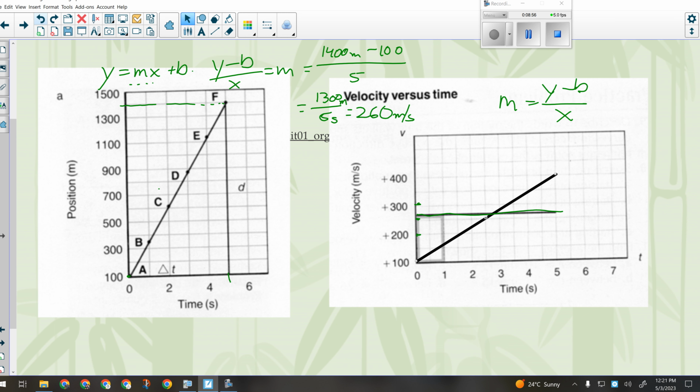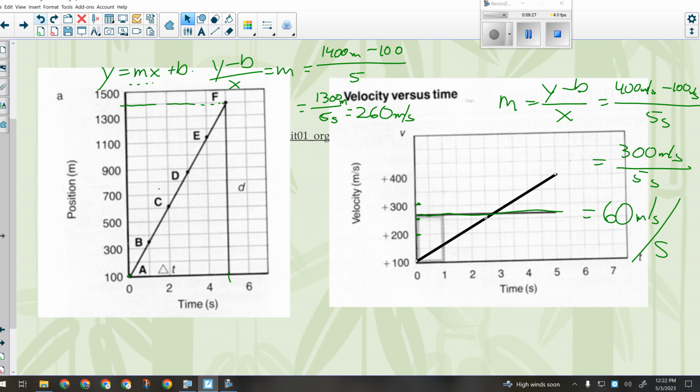Okay? On this graph, okay? Y is going to be 400 meters per second. B is going to be 100 meters per second. X is going to be 5 seconds. Okay, so that's going to be 60 meters per second. Per second, right? I got meters per second on the top, I got seconds on the bottom. Is that telling me how quickly I change my velocity? By 60 meters per second per second. Okay? We don't usually write it or say it that way. We usually say it like this. 60 meters per second squared. Okay? Doesn't mean the number squared, it's just the unit. Okay, that's meters per second per second.